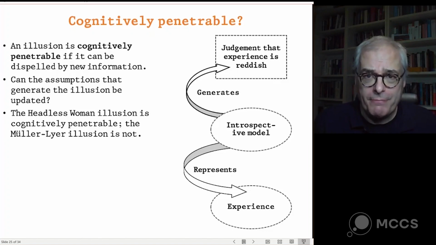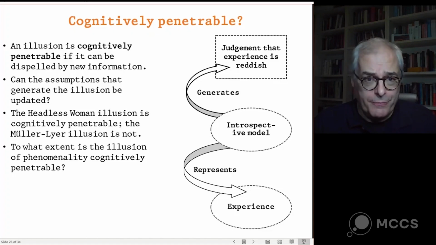Your visual system employs certain basic assumptions about the way the world is structured in interpreting the signals from your eyes, and these assumptions can't be overridden by new beliefs that you form. They're embedded too deep, if you like. And many optical illusions are like that. They exploit features of the way your brain processes visual information. So the question for us here is, to what extent is the illusion of phenomenality cognitively penetrable? Can you make it go away by learning more about what's actually happening?